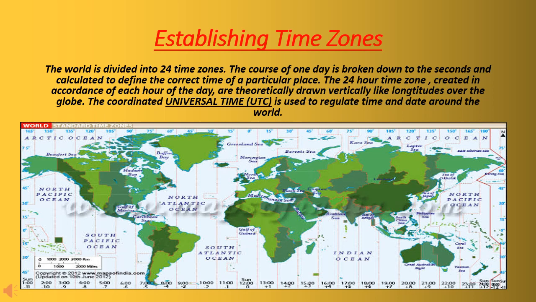Establishing time zones. The world is divided into 24 time zones. The course of one day is broken down to seconds and calculated to define the correct time of a particular place. The 24-hour time zones created in accordance with each hour of the day are theoretically drawn vertically like longitudes over the globe. The Coordinated Universal Time (UTC) is used to regulate time and date around the world.